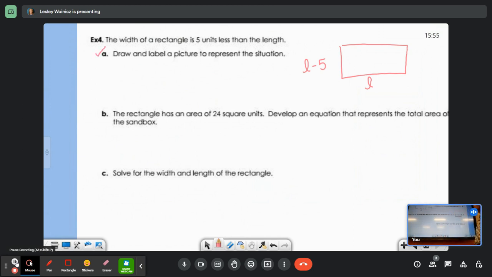The rectangle has an area of 24 square units. So we need an equation for the total area of the sandbox. That should be rectangle. You can think of it as a rectangular sandbox though, if you want. Okay, so I know that area equals length times width. And my area is 24, so 24 equals my length, L, times my width, L minus 5. I'm just substituting in. I'm putting in L minus 5 for the W.